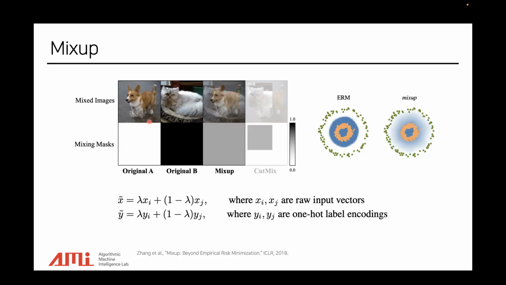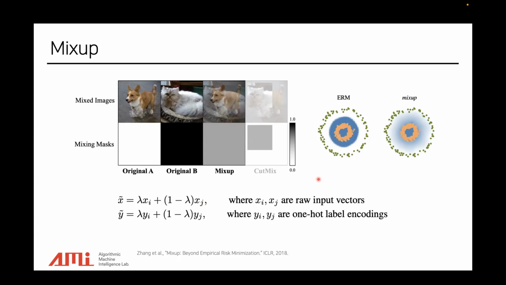Mixup mixes two samples in a linear combination manner. As you can see in this figure, given two images, a dog and a cat, Mixup linearly interpolates the two images with the lambda parameter. This lambda parameter is usually sampled from the beta distribution. And the label is also mixed in the same way as the images.